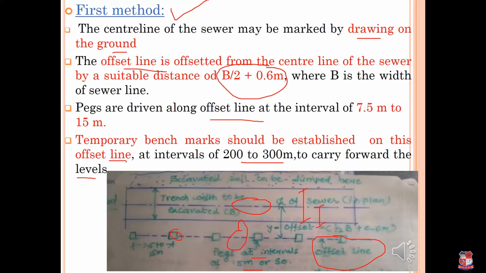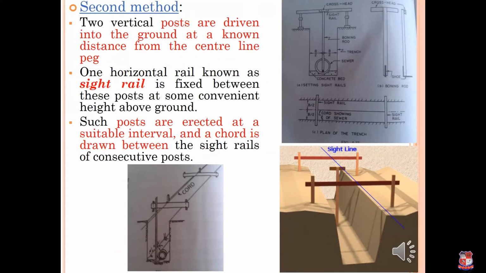Once this offset line is marked, the actual excavation work can be done with reference to this center line, and at one position this particular area is used to store the excavated soil that you can dump on the other side. So one side is pegs and another side is space for excavated soil. Now in the second method, 2 vertical posts are driven into the ground.